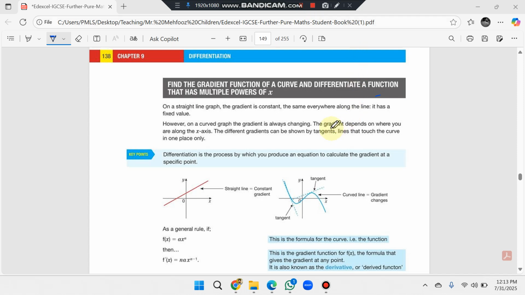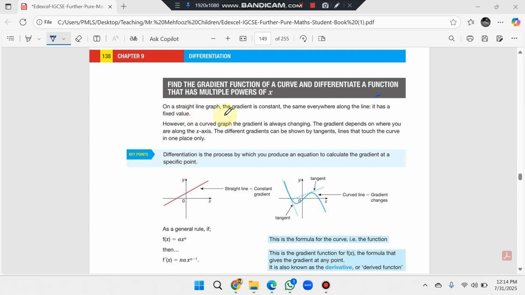Okay, our first topic is to find the gradient function of a curve and differentiate a function that has multiple powers of x. First of all, we have to find the gradient function of a curve. Secondly, we have to differentiate a function where x has multiple powers.